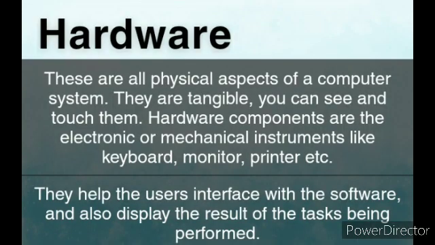The first element is the hardware. These are all the physical aspects of a computer system. They are tangible. You can see and touch them. Hardware components are the electronic or mechanical instruments like keyboard, monitor, printer, etc. They help the users interface with the software and also display the result of the task being performed.